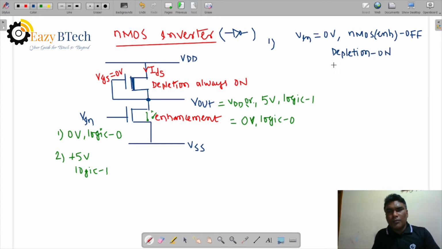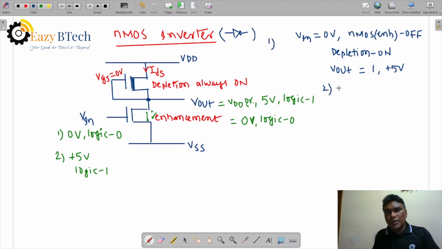Now what happens to Vout? Output voltage is equal to 1, or we can say it is logic 1, or it will be 5 volts. So this is the first condition, the first representation.